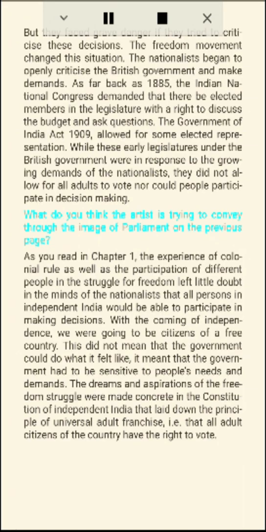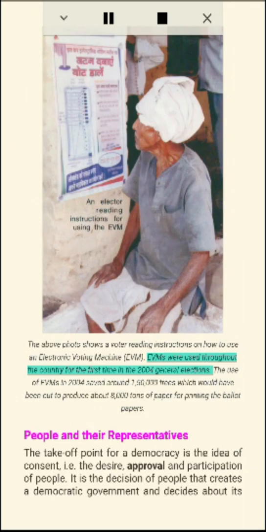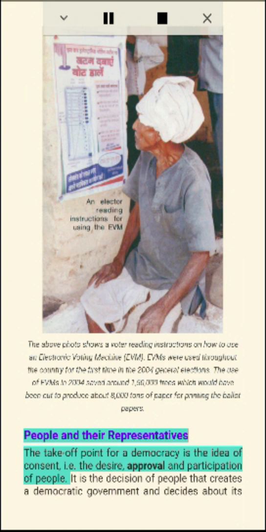The above photo shows a voter reading instructions on how to use an electronic voting machine, EVM. EVMs were used throughout the country for the first time in the 2004 general elections. The use of EVMs in 2004 saved around 150,000 trees, which would have been cut to produce about 8,000 tons of paper for printing the ballot papers.